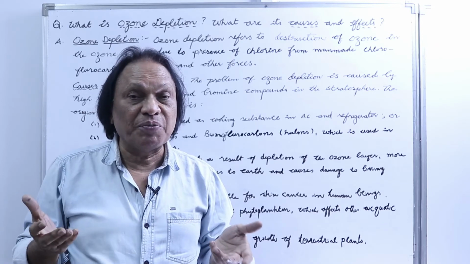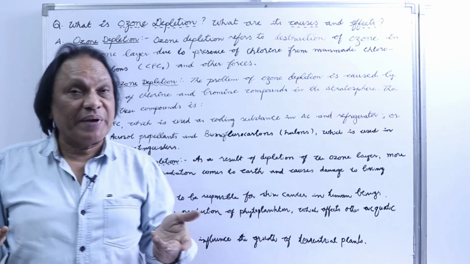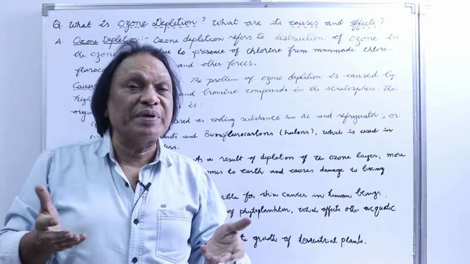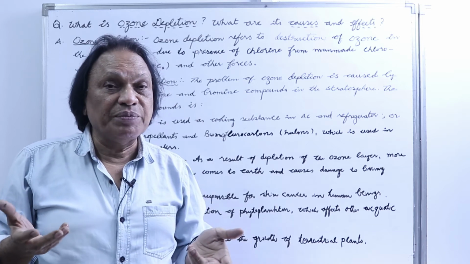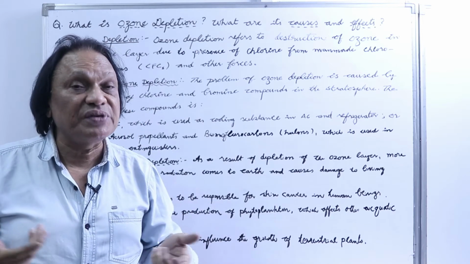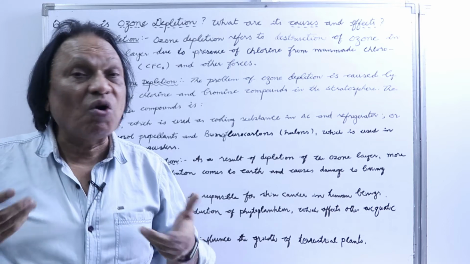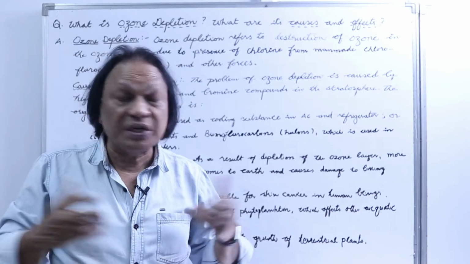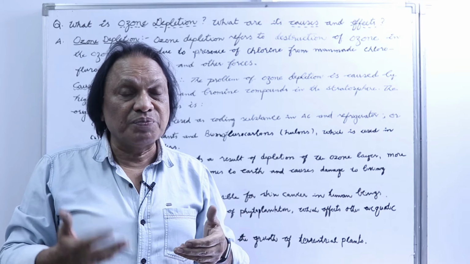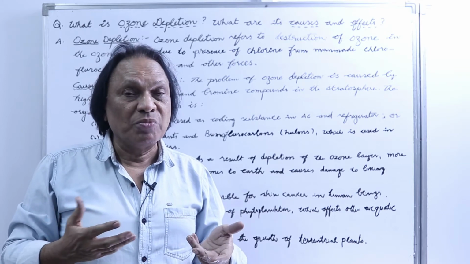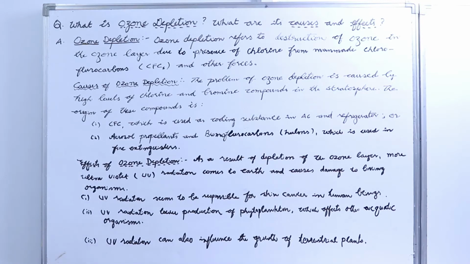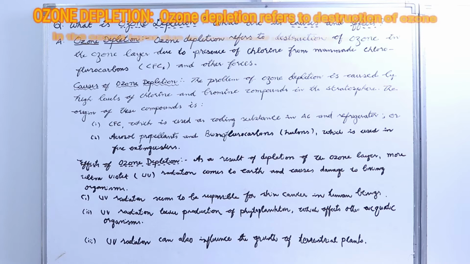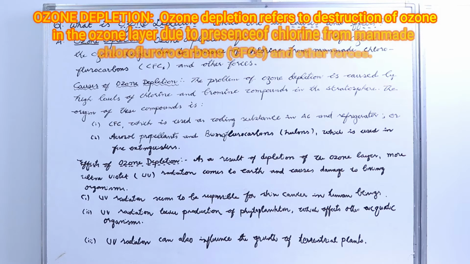They're very harmful for mankind, for plants, for animals on the planet, and even for aquatic animals in the oceans, seas and waters. They cause skin cancer. So this is ozone depletion. What exactly is ozone depletion? You can see it here on the board. We'll read it. What is ozone depletion? What are its causes and effects?